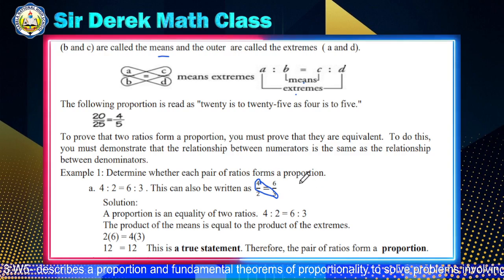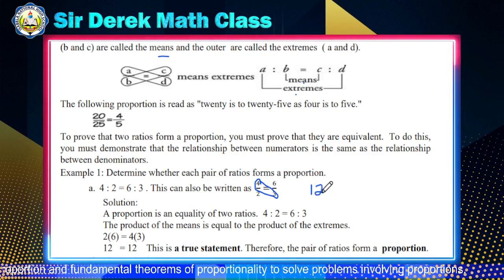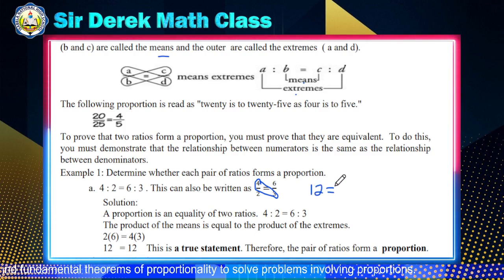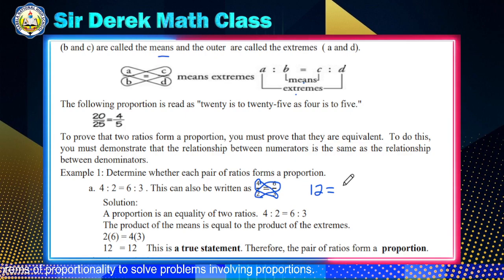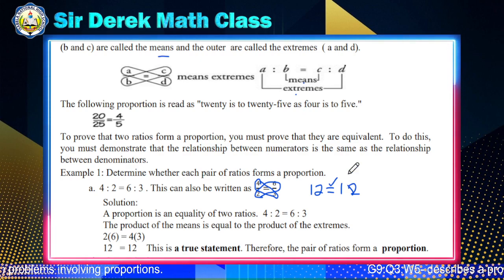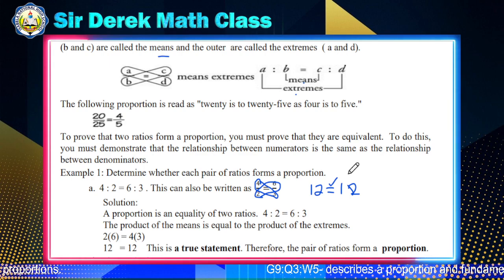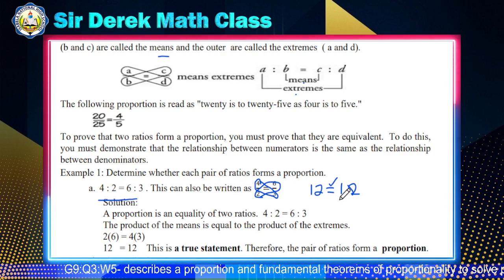So 3 times 4 will give us 12. Is this equal to 2 times 6? 2 times 6 will give us 12. If the two quantities are equal, then automatically the given ratios form a proportion. So that way we can evaluate that the two ratios really form a proportion.